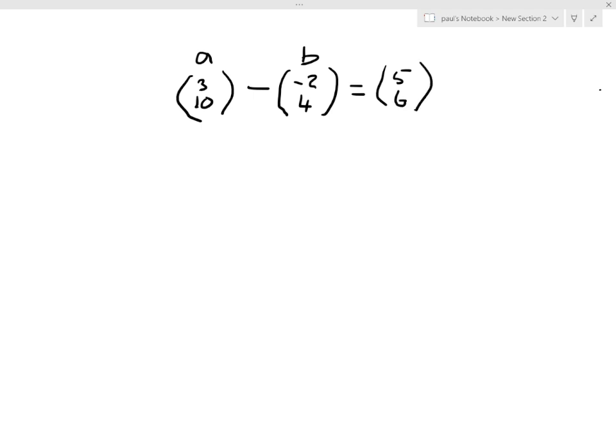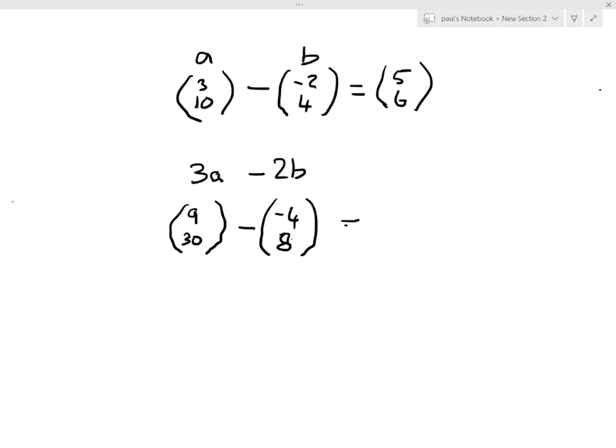So we can have multiples of vectors that we add together. So let's add 3a minus 2b. Okay, so 3a, what's 3a? 3 times as much as that. So that's going to be (9, 30), minus twice as much as the b, minus (4, 8).